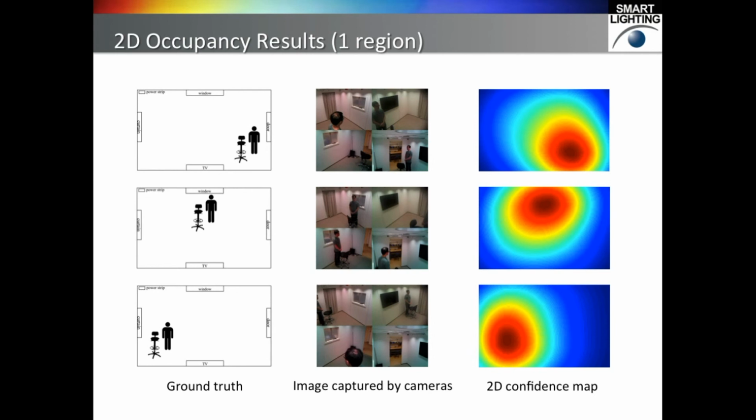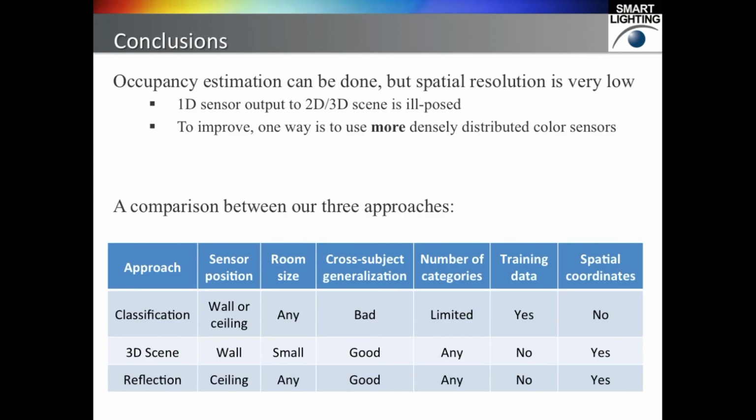We can see that the confidence map is basically correct about where in the room is occupied. It is not as good as the 3D scene estimation results because the sensors are on the ceiling and we do not have the z direction information, but the results are still basically correct. So our conclusion: occupancy estimation can be done, but spatial resolution is no. This is because we are doing 2D or 3D estimation from 1D sensor output. This is an ill-posed problem. We can't get the information that is not there.